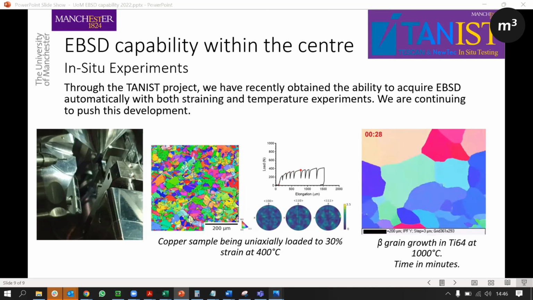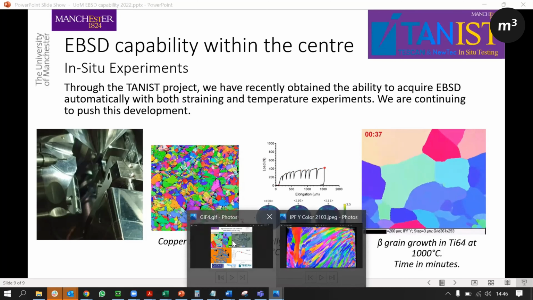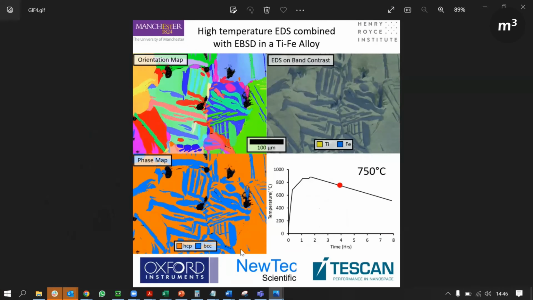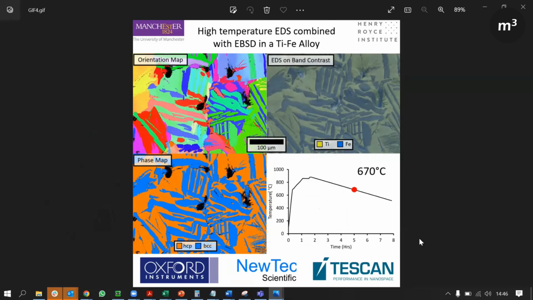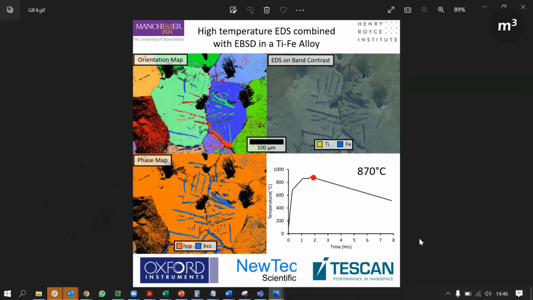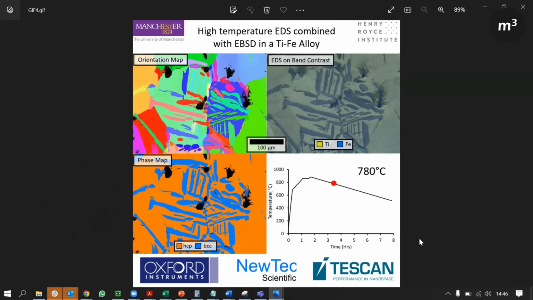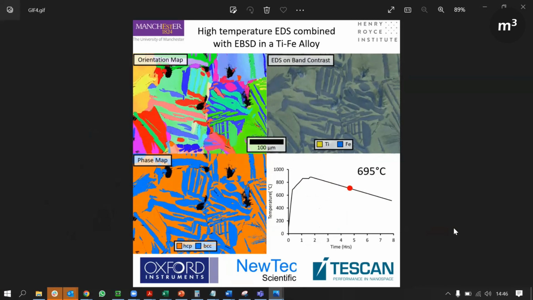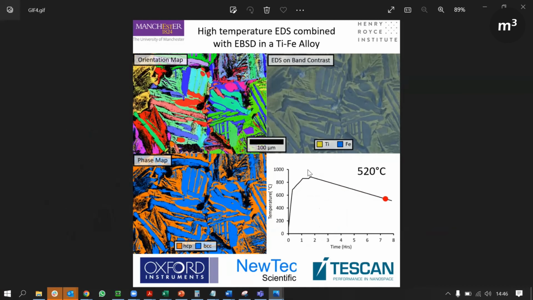Finally, I'm going to leave us on a GIF that I haven't integrated into the presentation because we only acquired it last week. And this is fairly novel because this is EDS at high temperature. So here we have simultaneous EBSD, EDS with high temperature. We go up to about 880 degrees.